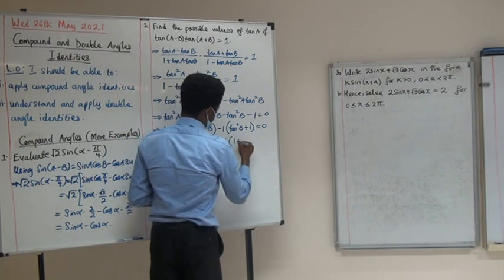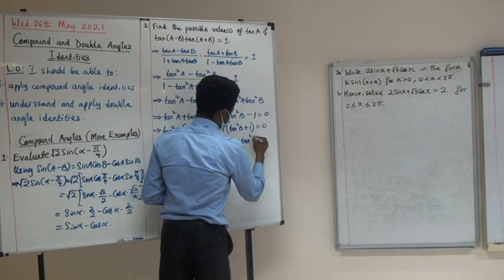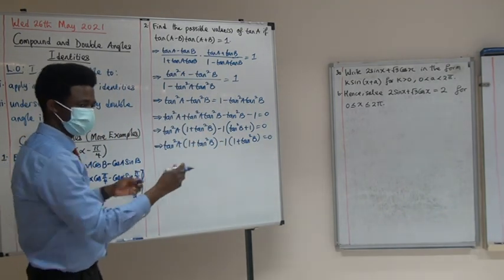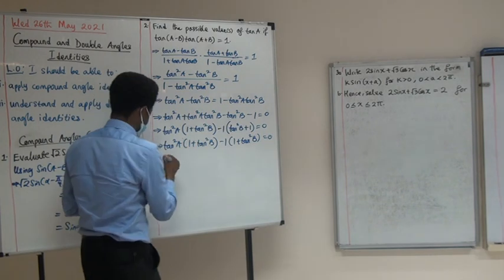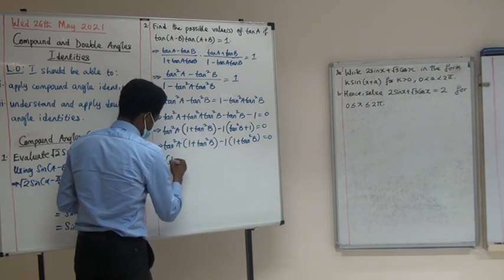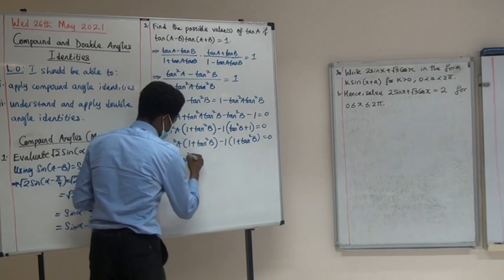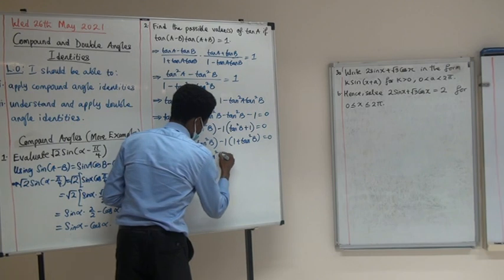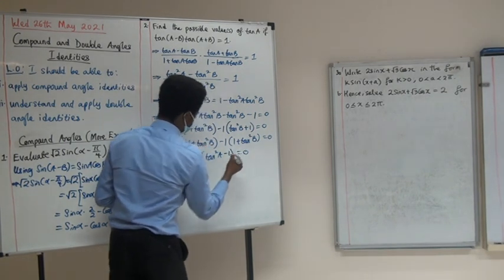Minus 1 times 1 plus tan squared B is equal to 0. So what can we do? Now we can factorize. The common factor would be 1 plus tan squared B, then into bracket, tan squared A minus 1. So what can we do with this?